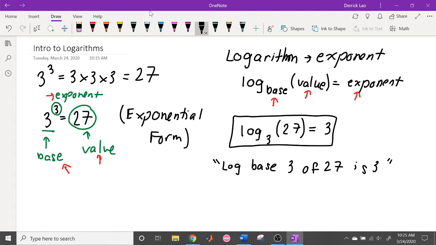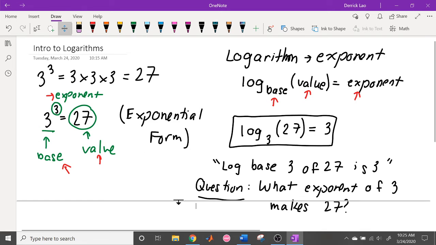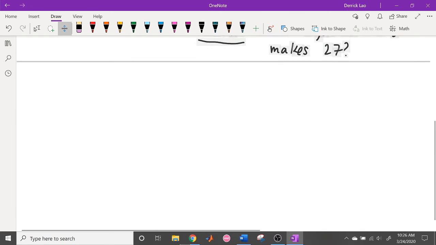You can think of it this way. The question we always ask is, what exponent of 3 makes 27? And that's the kind of thing we have to look for when you're doing logarithms. You think about what exponent of 3 makes 27, and we say, okay, 3 to the power of 3 makes 27. And so that's how we do it. Let me make a little bit more space so you guys can do another question.